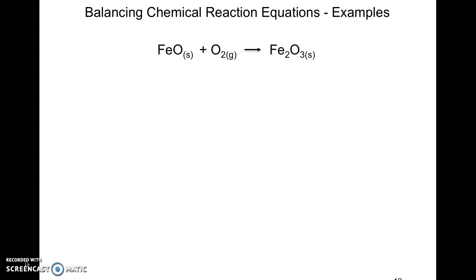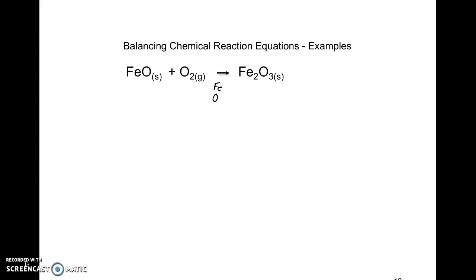All right, another example looks very simple. This is iron 2 oxide reacting with oxygen and producing Fe2O3, which is rust. And so this is what happens as things rust outside and they react with the oxygen in the air. So I start out writing down the elements in the equation. And so I have iron and I have oxygen. And then I count how many I have on each side.